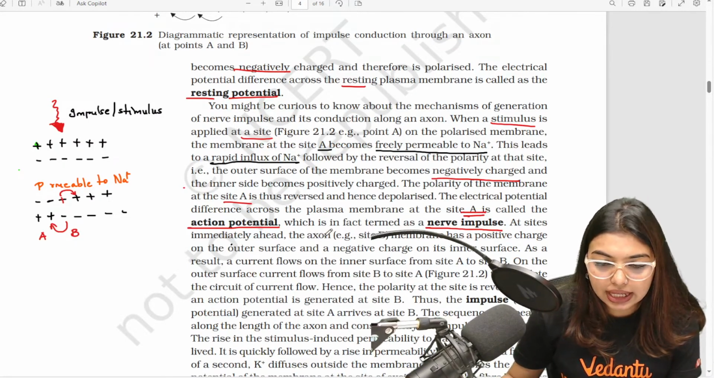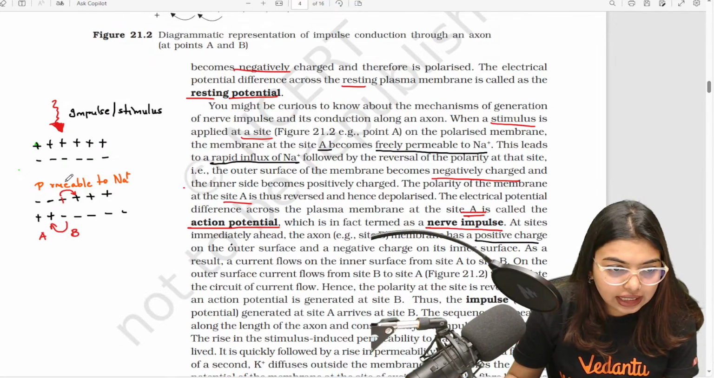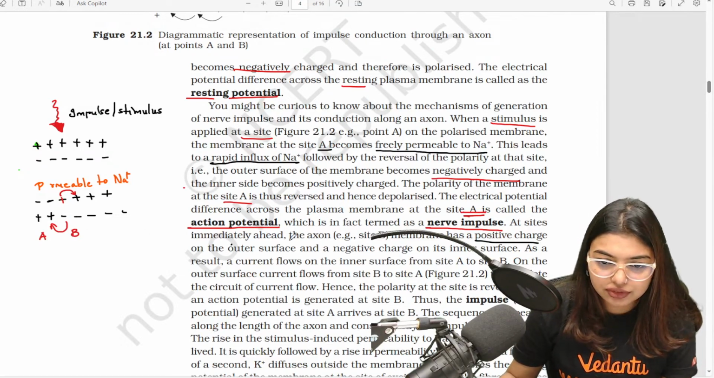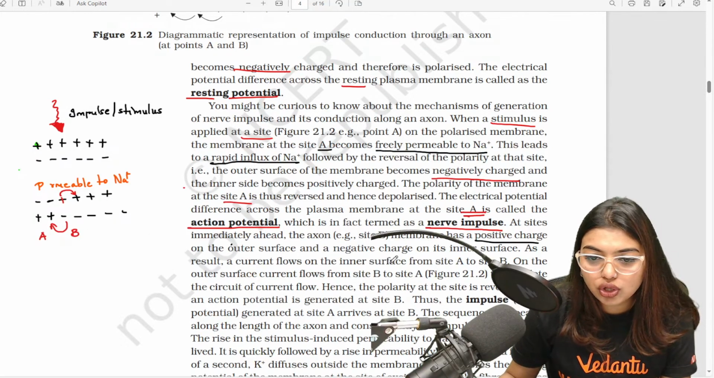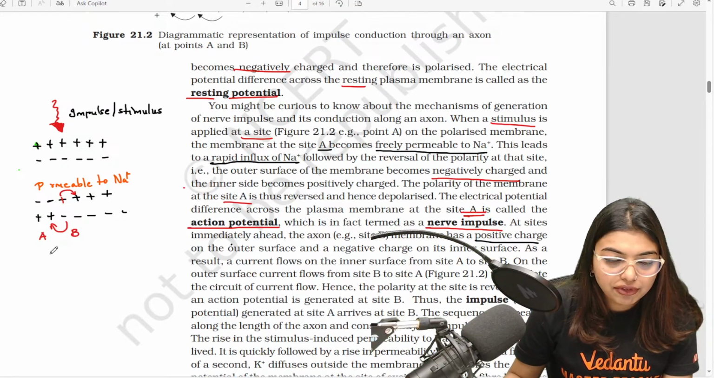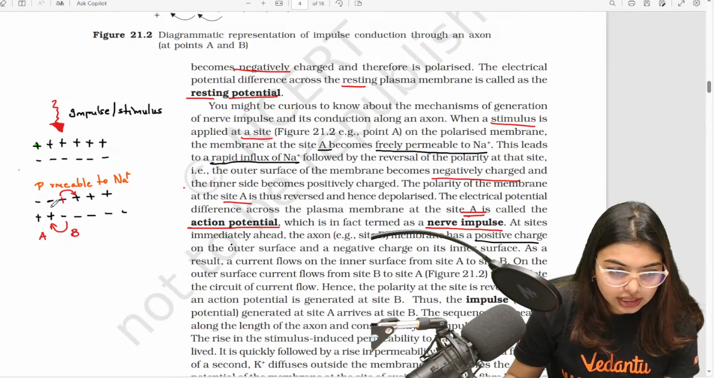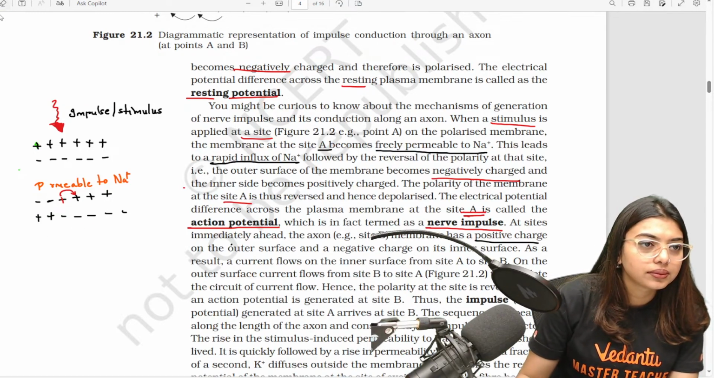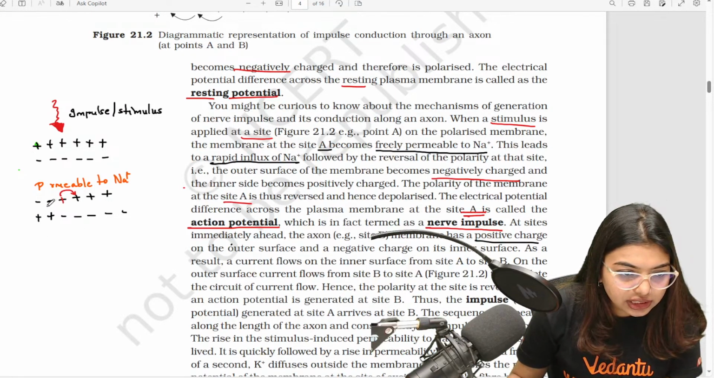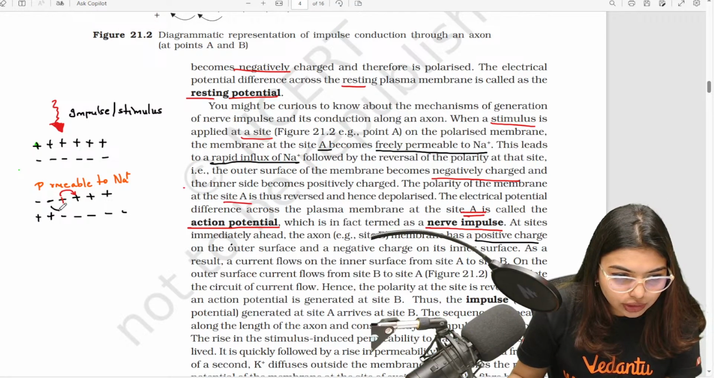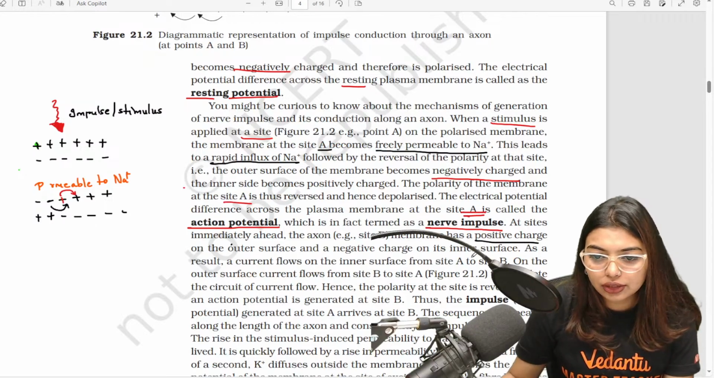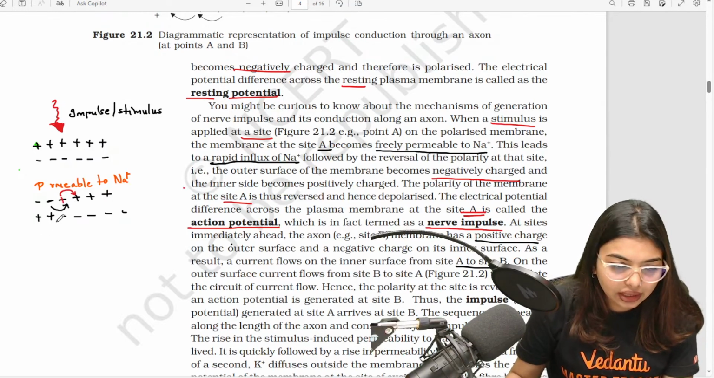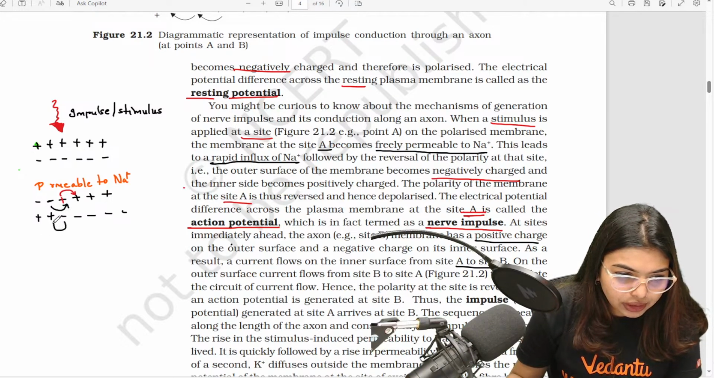At the site immediately ahead, the axon membrane has positive charge. See, at the site immediately in front, you have positive charge, and on the outer surface, you will have negative charge. As a result, a current flows on the inner surface. Very important, students: inner surface from A to B. This is the A region, so it will move like this, A to B. Okay, A to B, this is important. And on the outer surface, it is going to go from B to A.